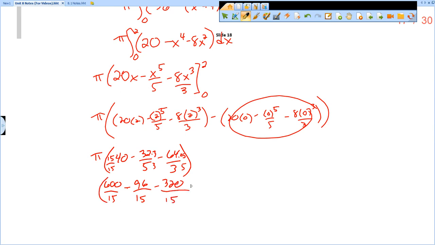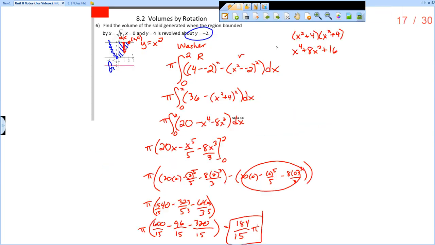So now I have all of that times pi. So 600 minus 96 minus 320 gives me 184 fifteenths pi, right? And so that would be the volume of this solid generated when this region is revolved around y equals -2. All right, so that is slide number 18.